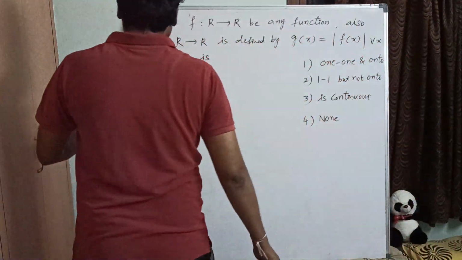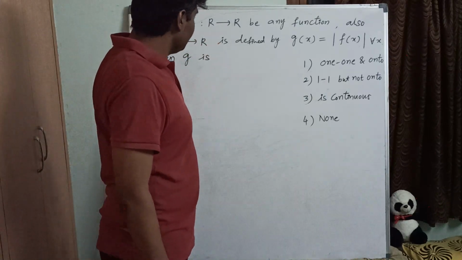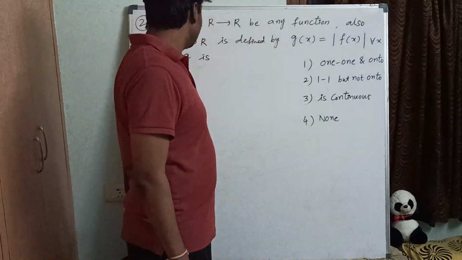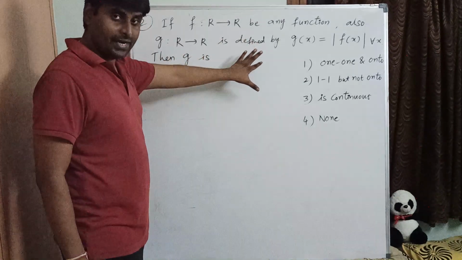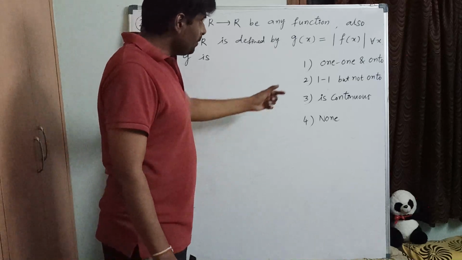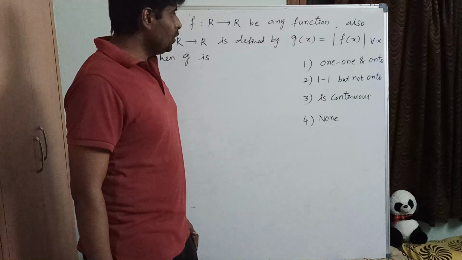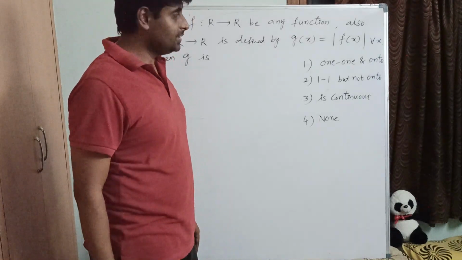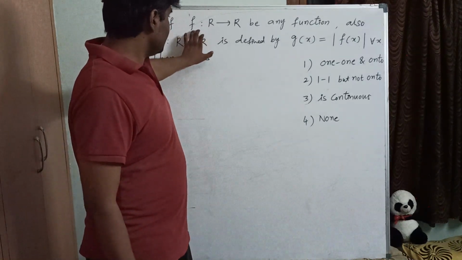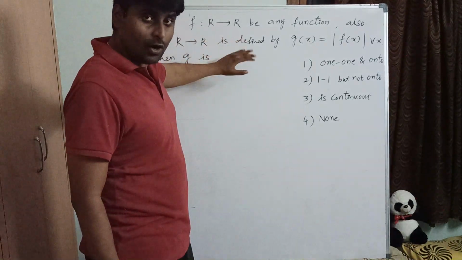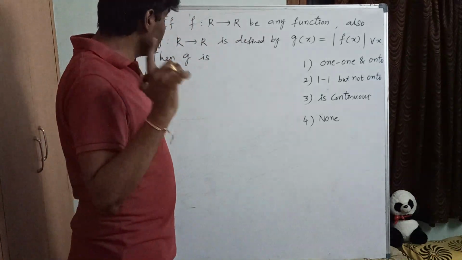Now, let us try to understand this question. If f from R to R is any function, and g from R to R is defined by g of x equals modulus of f of x. As we know, the modulus function is always continuous, correct? Anyway, the domain and range of f and g are both the same. That you have to understand here.